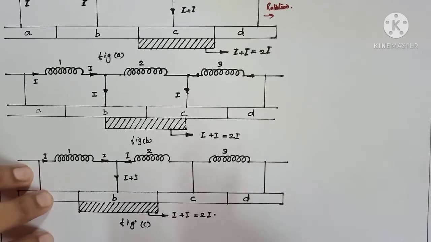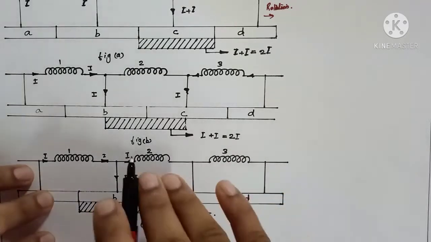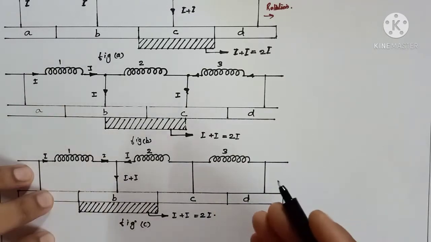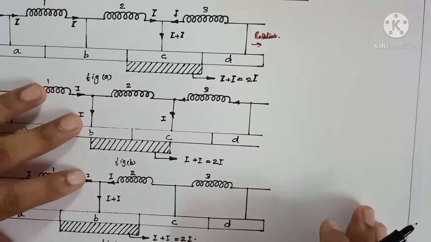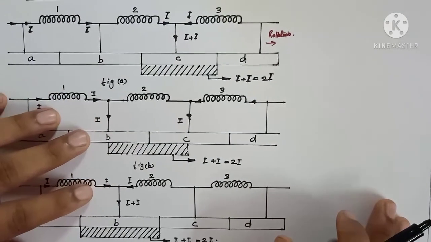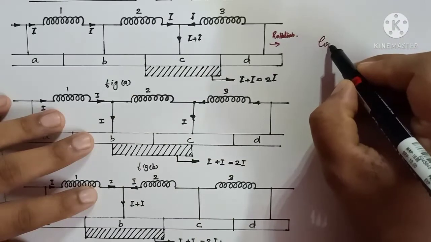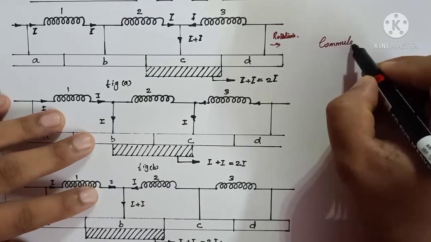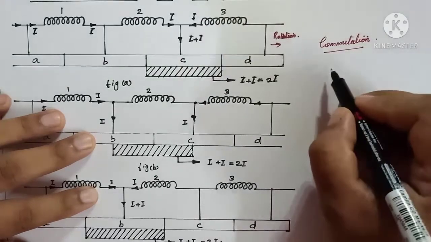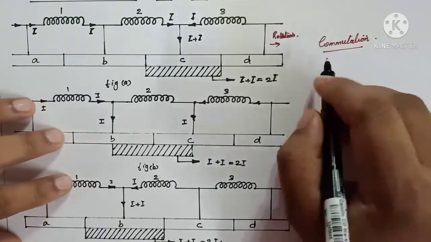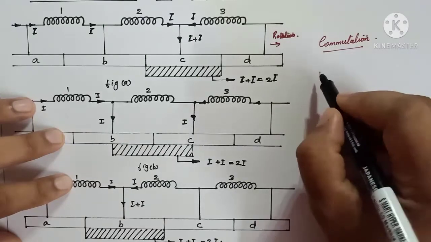During the process, the current will get reversed each and every time, and that time is the short circuit period. So based on this, we can say commutation. What is meant by commutation? Commutation is nothing but a process of the reversal of current in the armature coil.